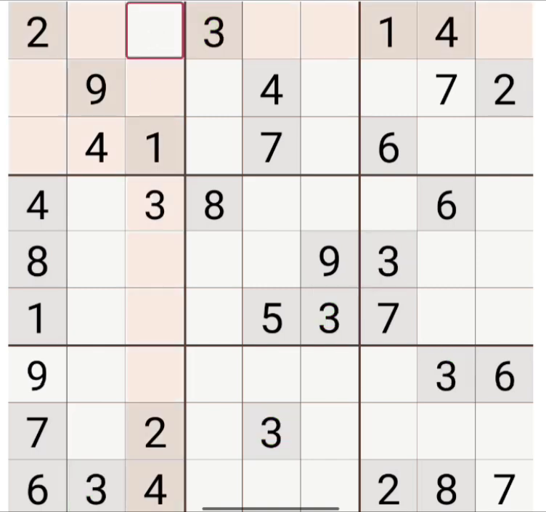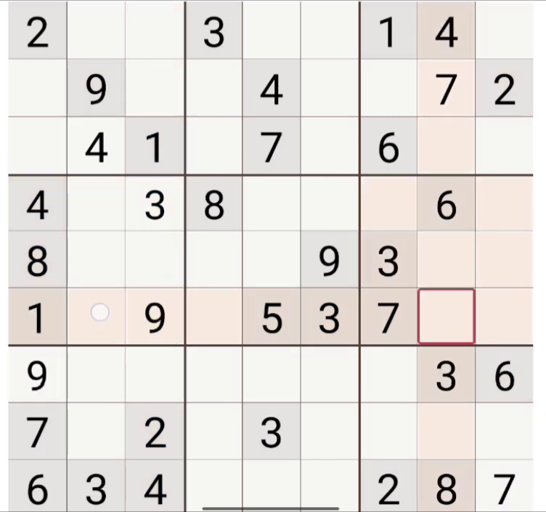Now let us take the third column. In this column we cannot place 9 in these two cells because 9 is in the same box, and we cannot place 9 in this cell because 9 is also there in the same box, and we cannot place 9 in this cell as well because 9 is in the same row. So we'll place 9 in this cell.